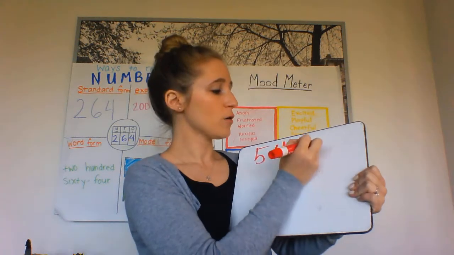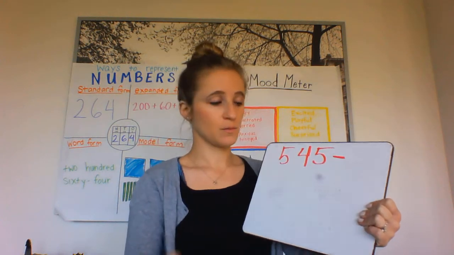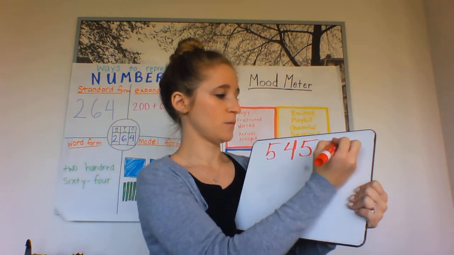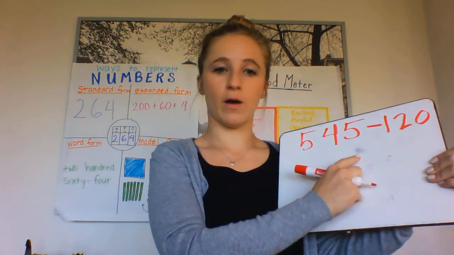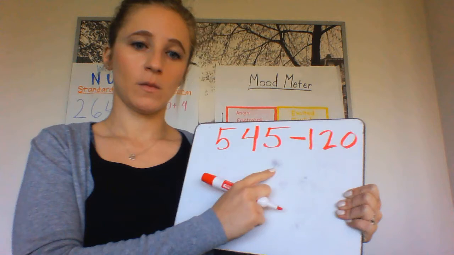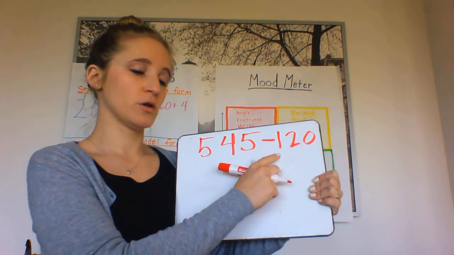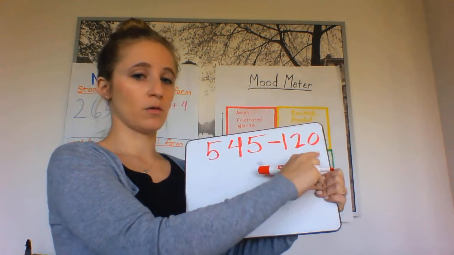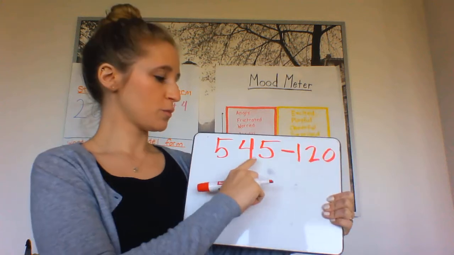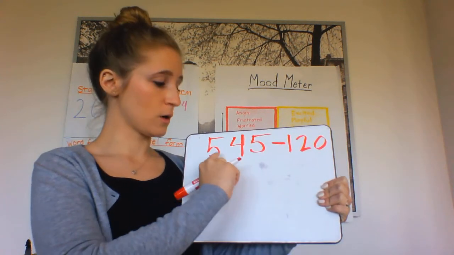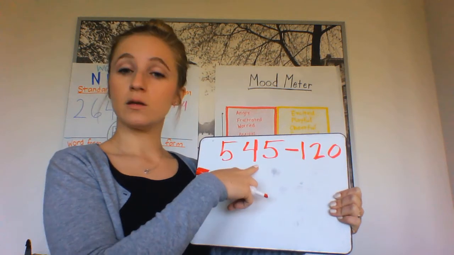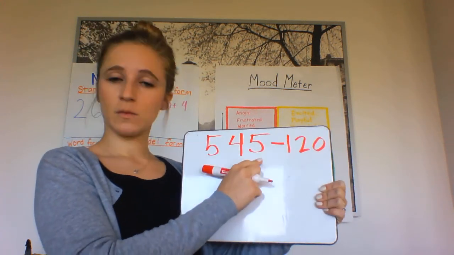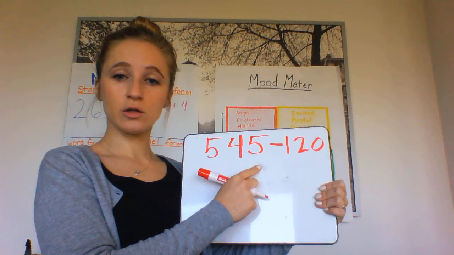Okay, we are going to subtract 120 from 545. Okay, so we're taking away 100 and 2 tens, 0 ones. So think about which place or places is going to change in the number 545. Is the hundreds place going to change? Is the tens place going to change? Is the ones place going to change? How do you know?